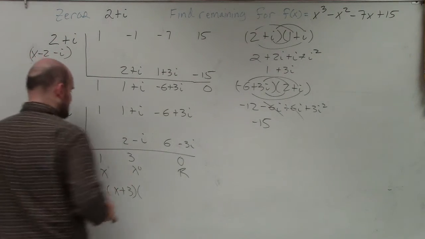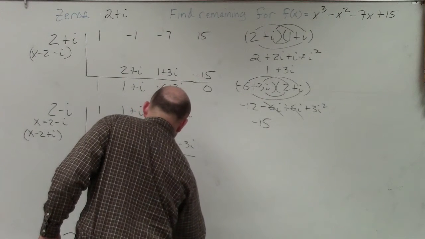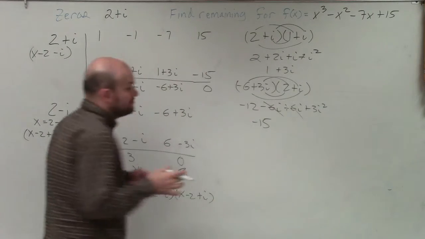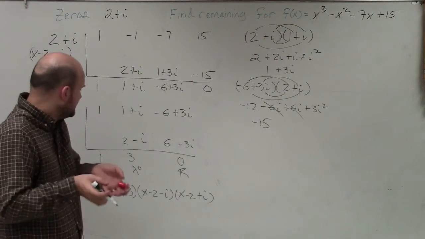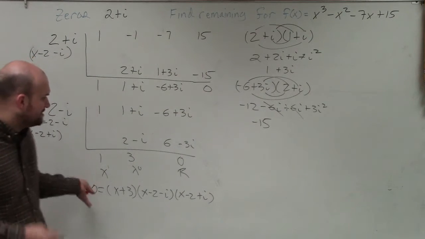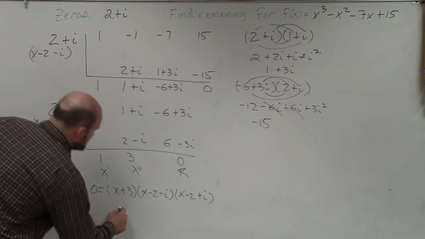So to write this in factored form, I could write this as x minus 2 minus i times x minus 2 plus i. Now, if this problem says to go ahead and find all the solutions, if we were going to find the zeros, well, we would just set that equal to 0 and then solve each of these for 0 by using the zero product property.